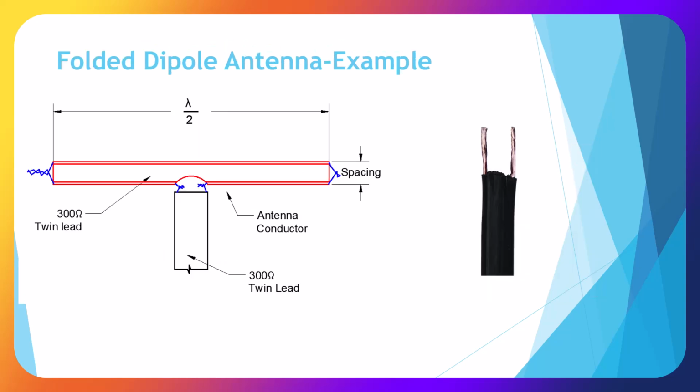Here's an example of a folded dipole antenna that we can make from our twin lead, 300 ohm, and we twist the ends, we break it in the center, and we have our twin lead. So we could go ahead and build an antenna basically from this readily available antenna wire.